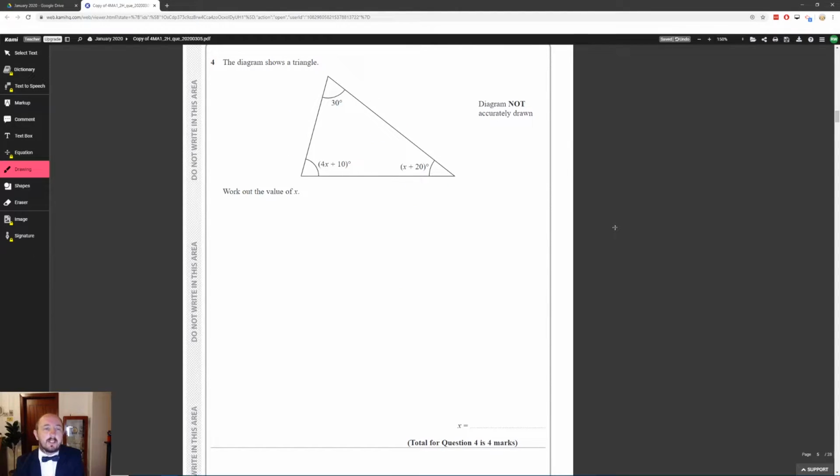Question 4, we have a triangle, so all of these angles will add up to 180, so we can create this simple equation here, which equals 180. Collect these together, 5x plus 60 equals 180. So 5x equals 120, x will be equal to 24 degrees.